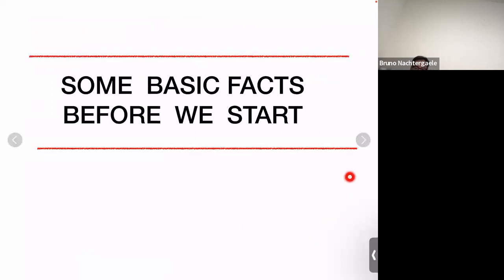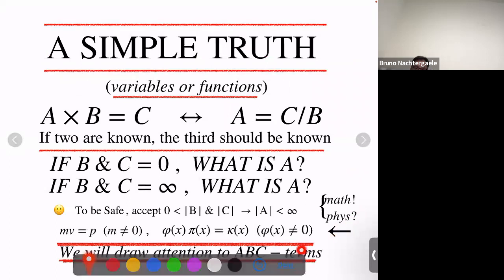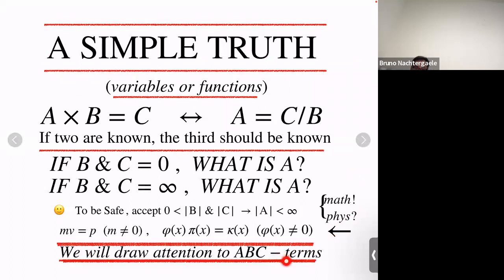Some basic facts before we start. Here's a simple truth. For variables or functions, if A times B equals C, then A equals C divided by B. If two are known, the third should be known. But if B and C equal 0, what is A? If B and C are infinity, what is A? To be safe, accept magnitude B and magnitude C pointing to magnitude A, all between 0 and infinity. Now that's good mathematics, but maybe physics has something to say.